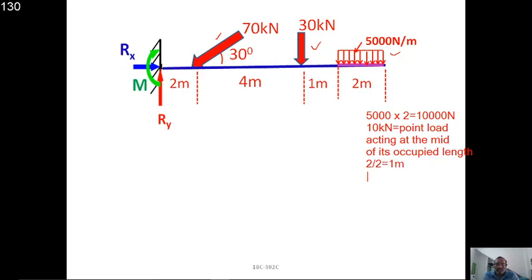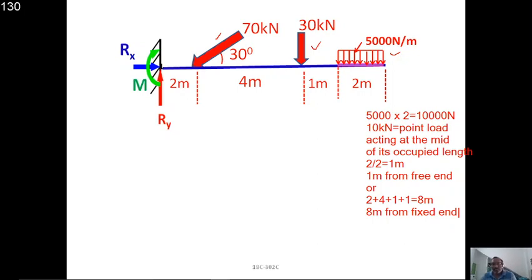So, 1 meter from the free end, or from the fixed end, 2 plus 4 plus 1 plus the 2 by 2 which is 1 meter, therefore a total of 8 meters from the fixed end. So this is the conversion of a UDL into a point load.